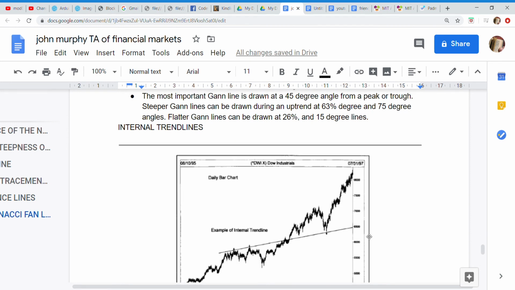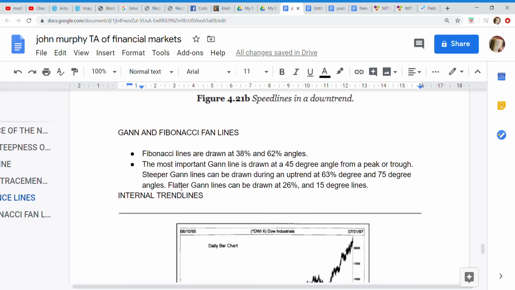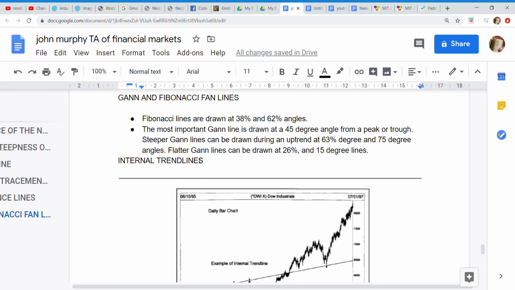Gann and Fibonacci lines. Fibonacci lines are drawn at 38 and 62% angles. The most important Gann line is drawn at a 45 degree angle from a peak or trough. Steeper Gann lines can be drawn during an uptrend at 63 degree and 75 degree angles. Flatter Gann lines can be drawn at 26 and 15 degree lines.